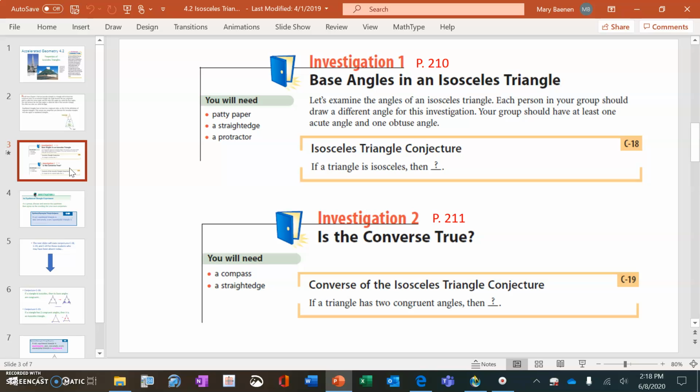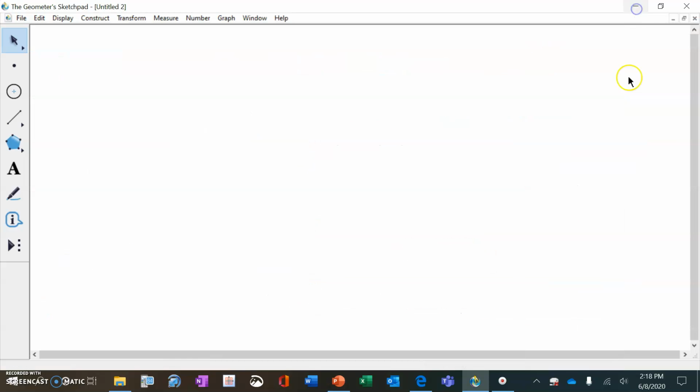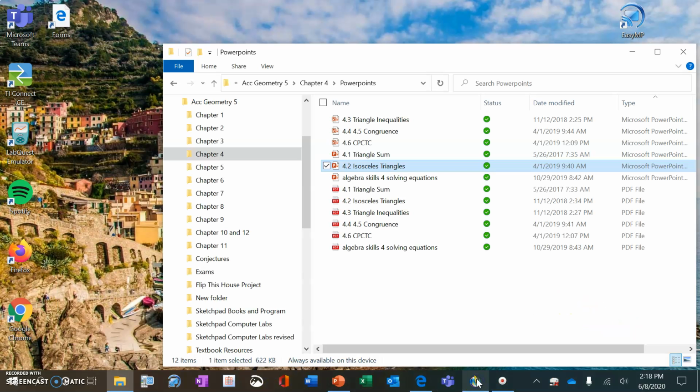Next, there are two investigations that you should do. These are the ones we would do if we were in class. They are on page 210 and 211, and they will lead you to two conjectures, 18 and 19. Now, I am going to do those investigations, but I'm going to use Sketchpad instead of the way that they tell you to do them in the book.